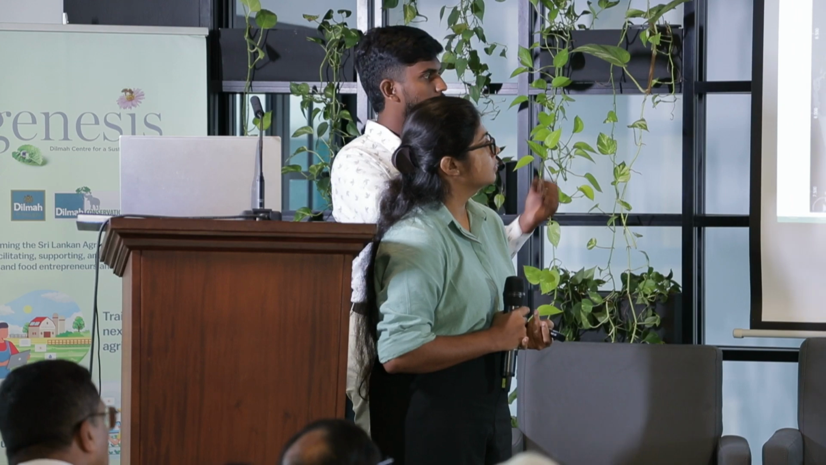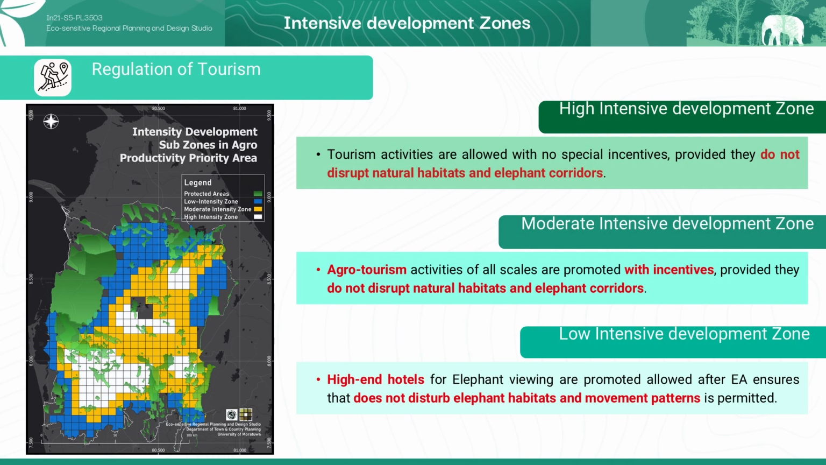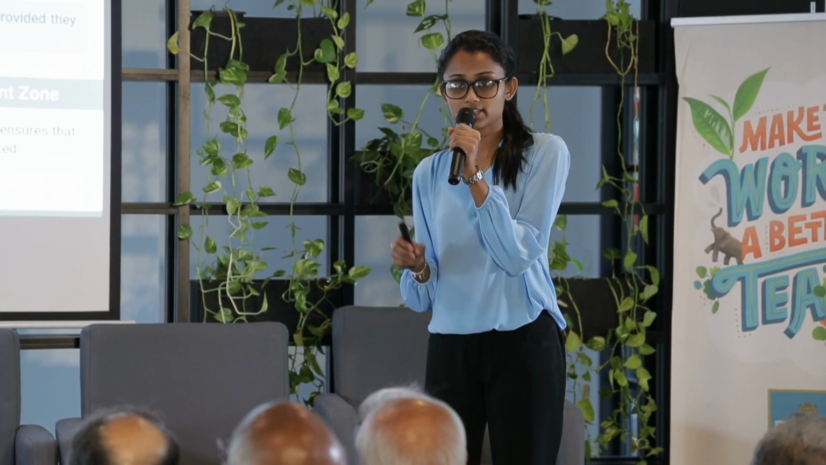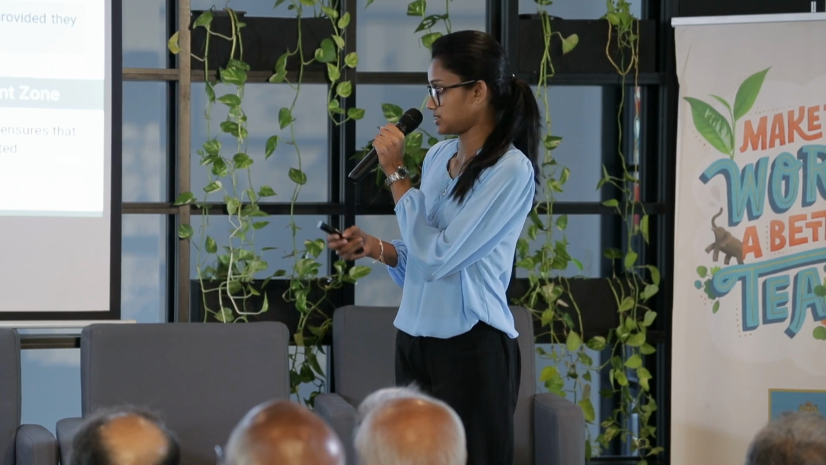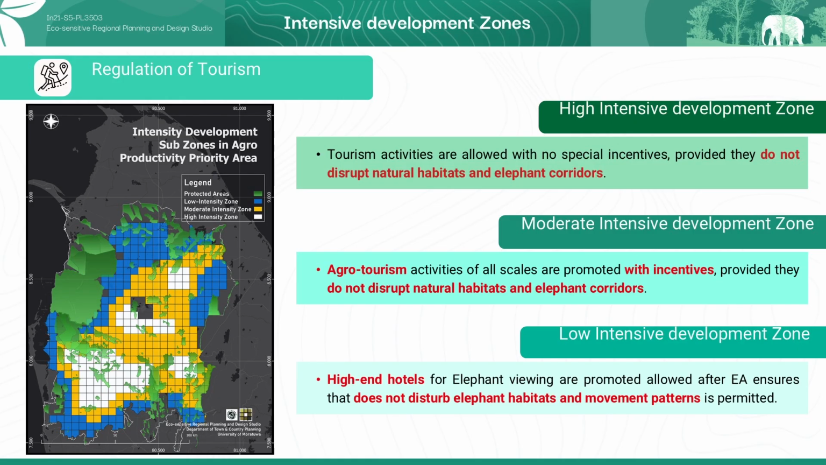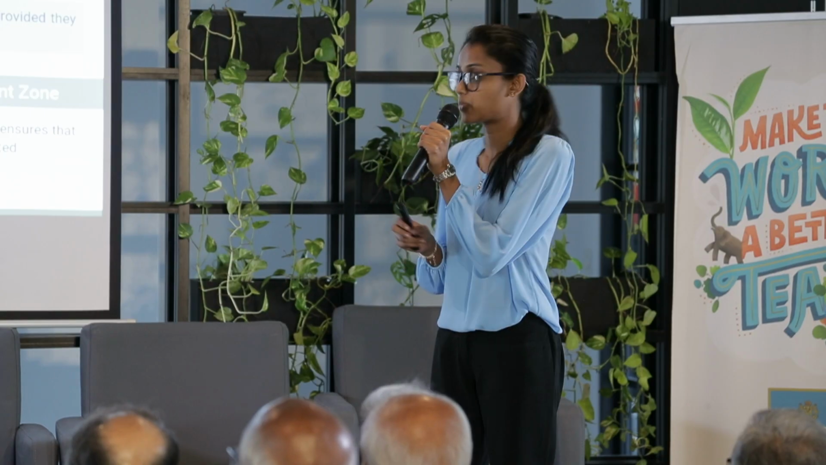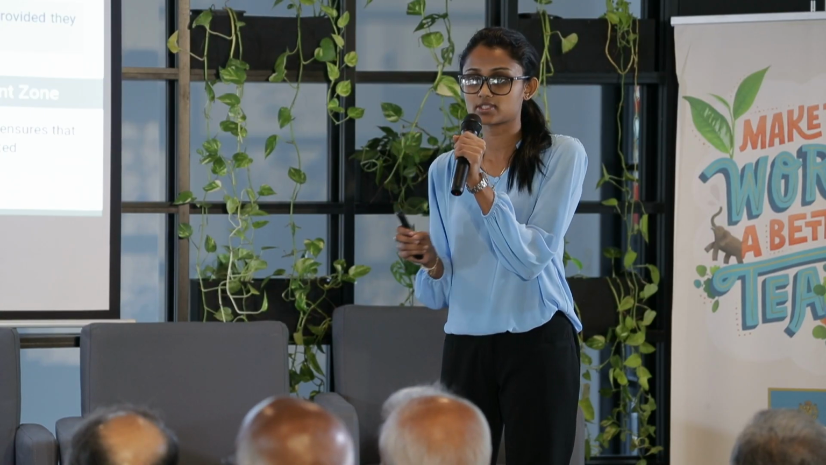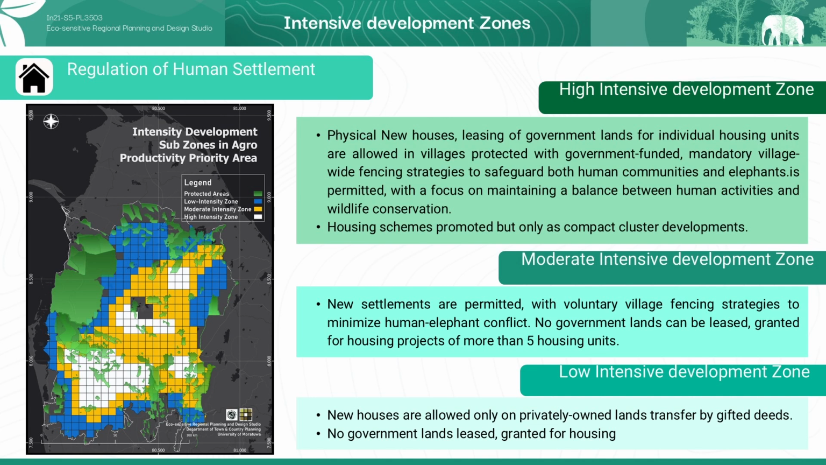So Navodi, can you explain about the tourism sector? Yes. Tourism development is also one way of diversifying livelihood. So tourism establishments are allowed in all 3 zones provided they do not disrupt the elephant movement patterns. So agritourism activities are promoted with incentives mainly in the moderately intensive development zone. But only high-end hotels for elephant viewing are promoted in the low-intensive development zone. Jitmi, how about housing? Yes.